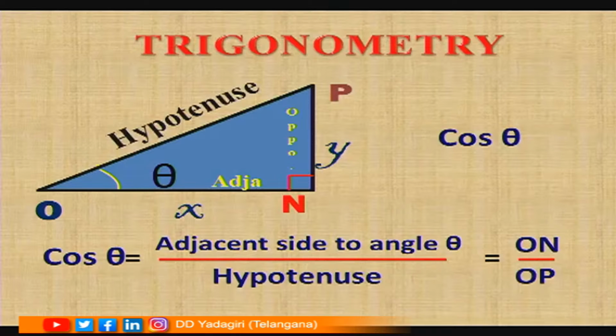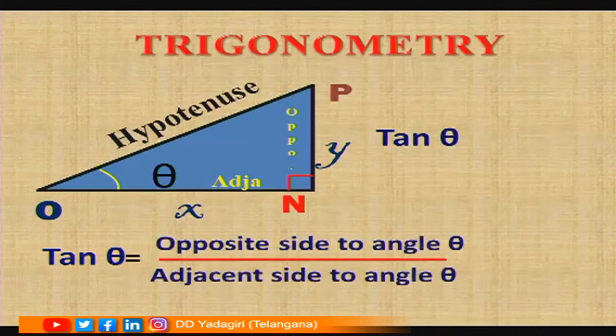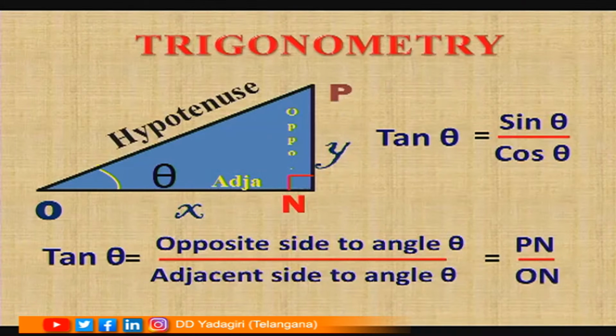Similarly, the third one we are going to discuss about the angle is tan theta. So, tan theta is equal to the opposite side to angle theta by the adjacent side to angle theta, which is PN by ON, is it right? And here we have observed that tan theta in relation to sin theta and cos theta, we can say tan theta is equal to sin theta by cos theta.